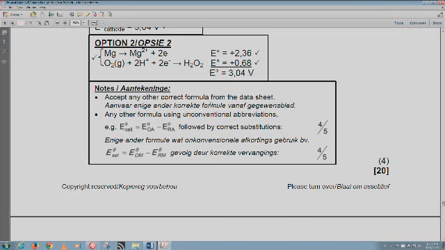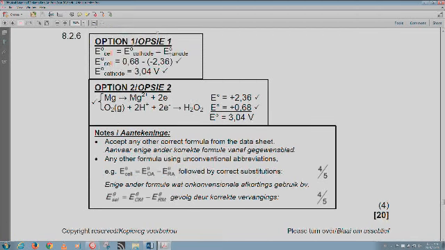then any other formula using unconventional abbreviations. For example, E cell is equal to EOA minus ERA, or EOX minus ERED, or ERED minus EOX. The learner will lose the mark for the formula. If everything else is correct, the learner will get a maximum of 3 out of 4 marks there. Colleagues, please rectify. It's 3 out of 4, not 4 out of 5 there.